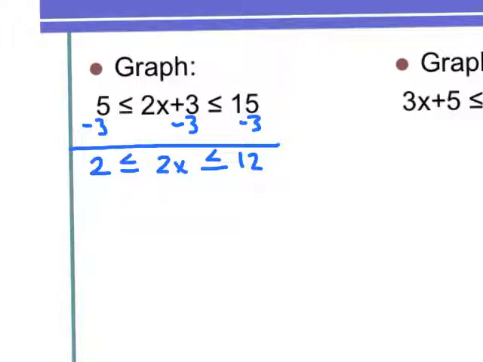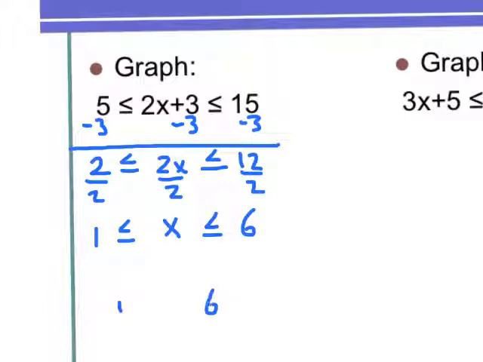Then I'll divide to undo the times 2. I'll divide by 2, and I'll do that on the inside, the left side, the right side. I have 1 less than or equal to x, which is less than or equal to 6. And for compound inequalities, the graphs for these, 1 and 6 are your boundaries, and you shade the stuff in between. So if you wanted to make a graph of this, 1 and 6 are the most important numbers on the number line that you'd have to find. Shade in between them.